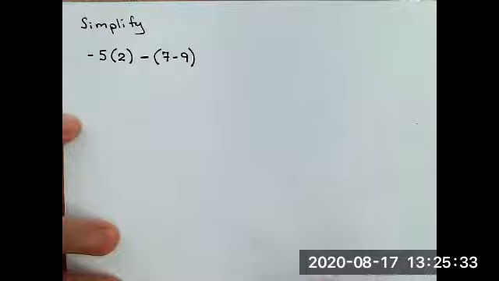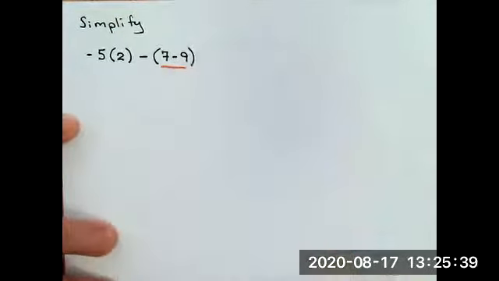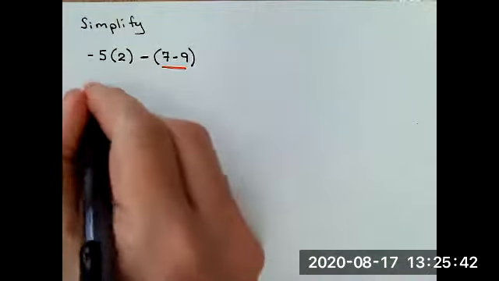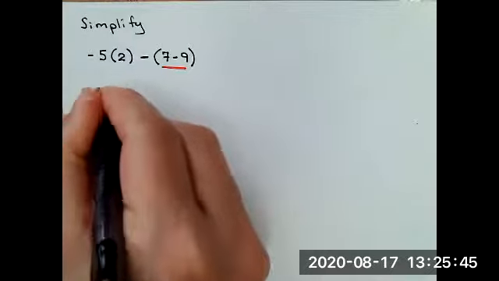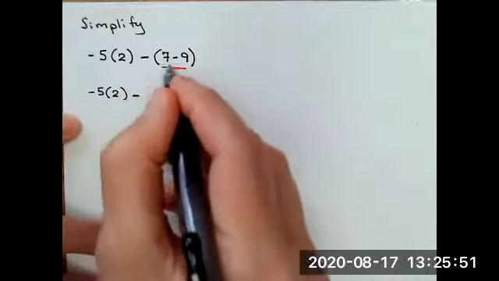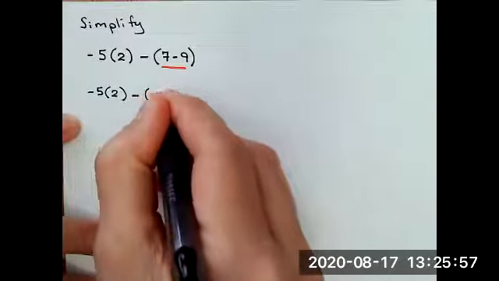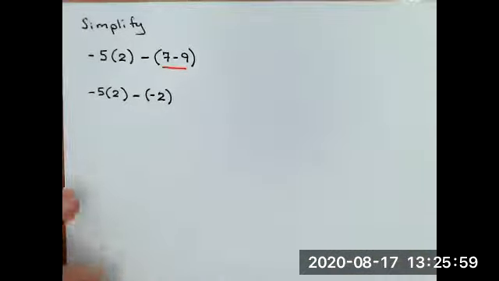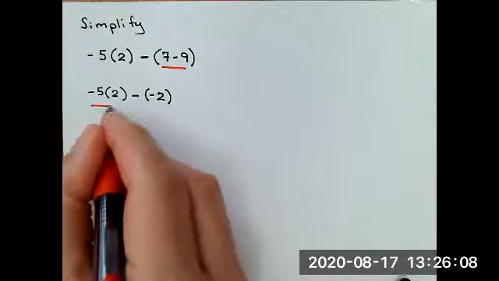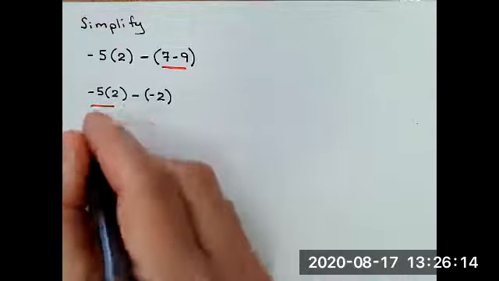So first, let's do the operation inside the parentheses. +7 plus -9 is -2. So we'll bring down the minus. And because the result of the parentheses is negative, we're going to keep the parentheses. And now I have a multiplication. Negative 5 times positive 2 is negative 10. And we could do this at the same time, but let's take a moment.